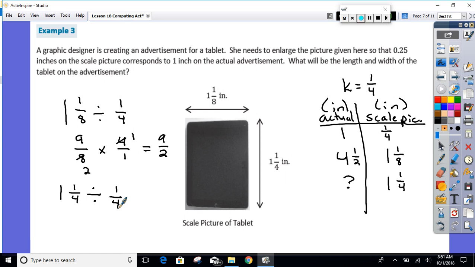Let's just run through the actual process to make sure everyone gets this. It would be 5/4 times 4 over 1. The 4s would reduce. We'd get 5 over 1, so this would be 5 inches. Okay, questions?